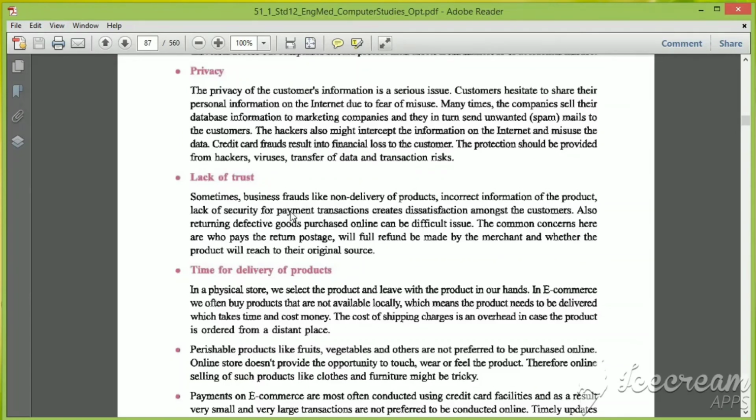Lack of trust. Sometimes business frauds like non-delivery of products, incorrect information about products, and lack of security for payment transactions create dissatisfaction among customers. Also, returning defective goods purchased online can be a difficult issue. The common concerns here are who pays the return postage, whether the merchant will fulfill the refund, and whether the product will reach its origin.